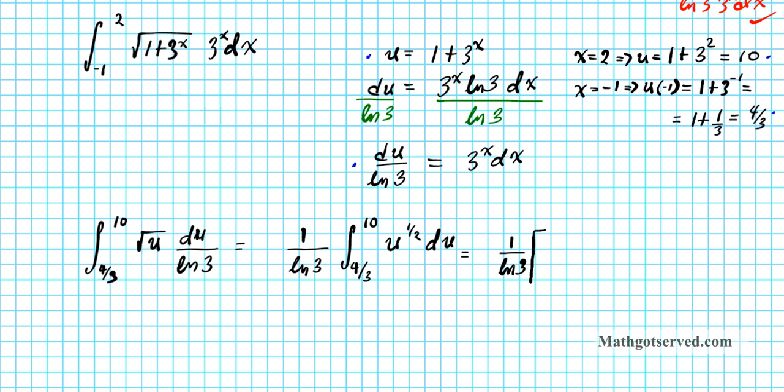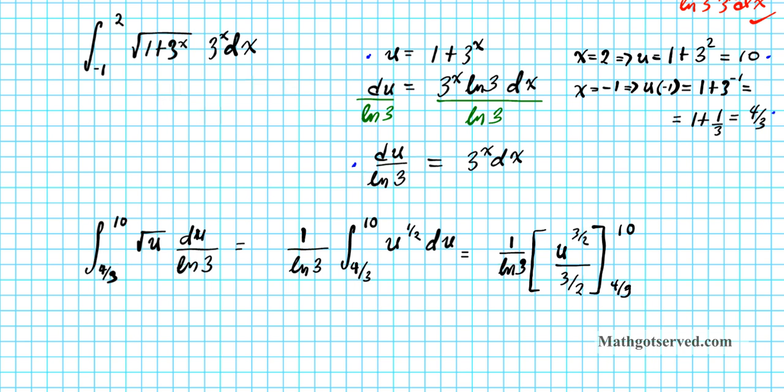Applying the power rule to the integrand, we're going to have u to the, if you add 1 to 1/2 is 3/2, so 3/2. Whatever power you get, you apply that to the denominator, so it becomes 3/2, evaluated from 4/3 all the way to 10.